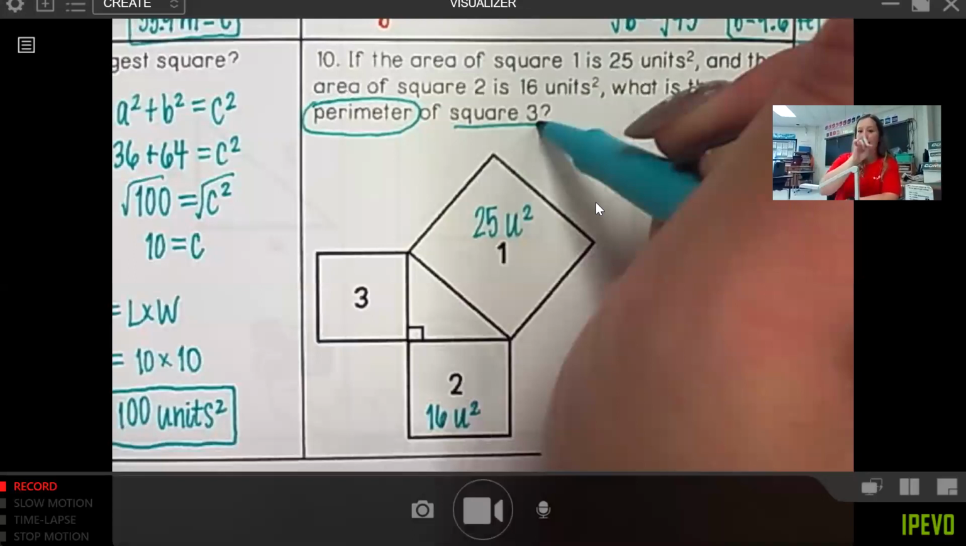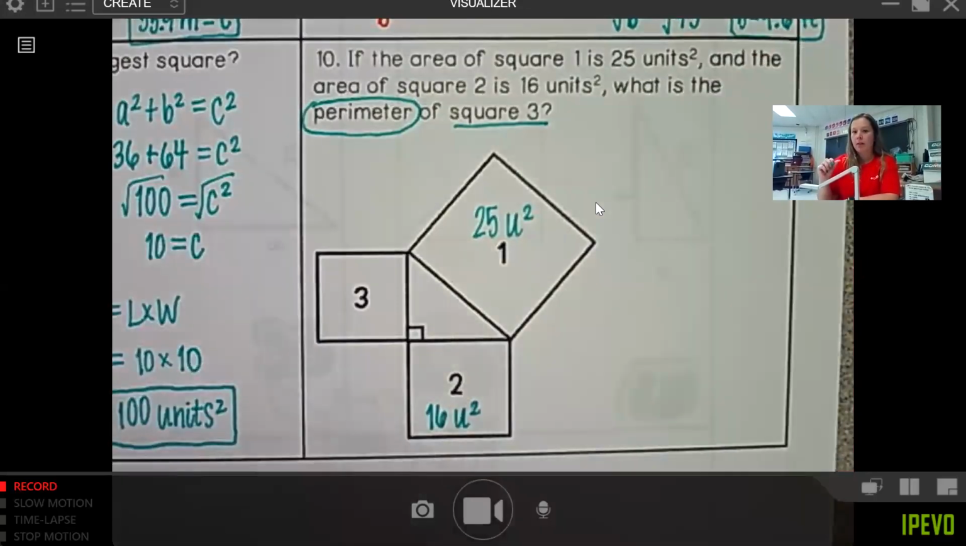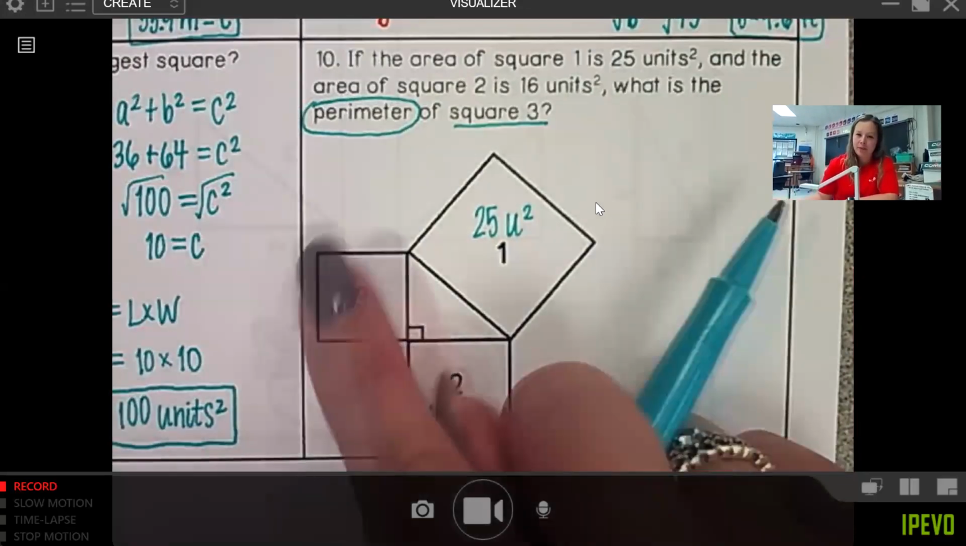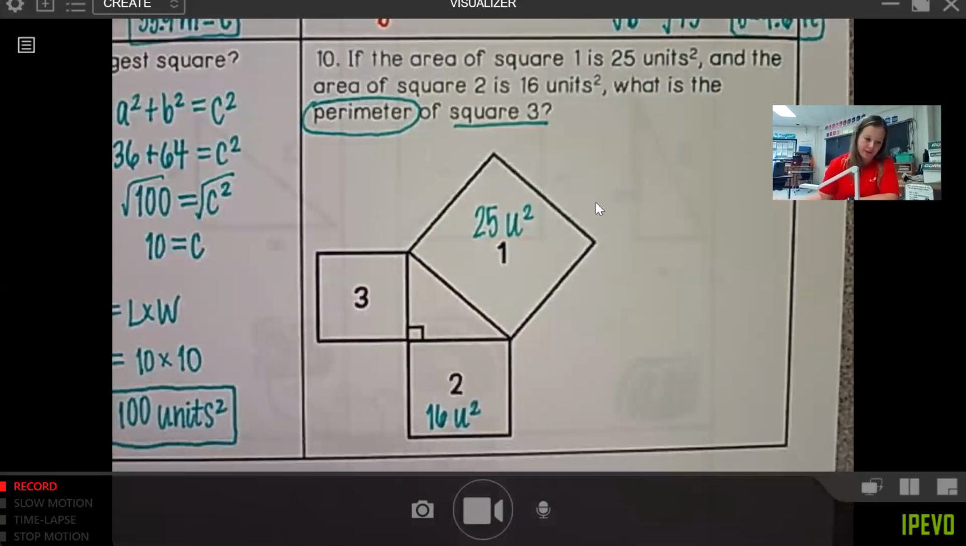Remember, perimeter means distance around. I like to think of it as a fence in the backyard. The perimeter would be the distance all the way around, all 4 sides. So first we need to know what one side is to be able to find out what the perimeter of the square is.